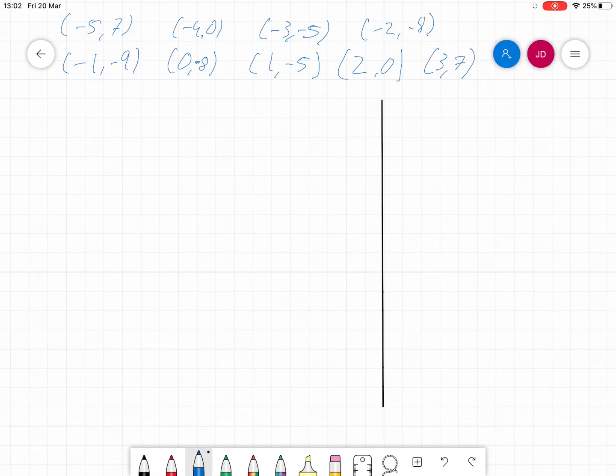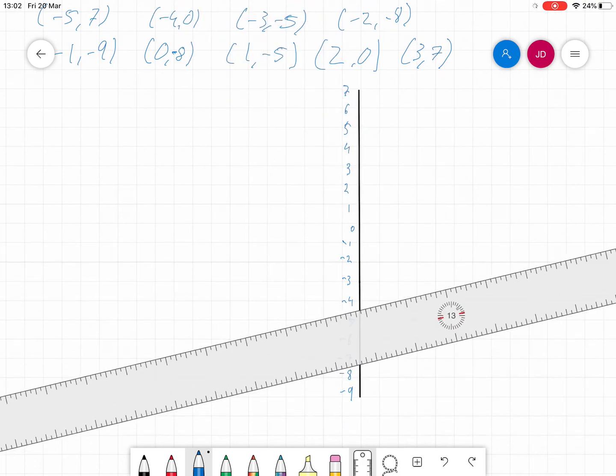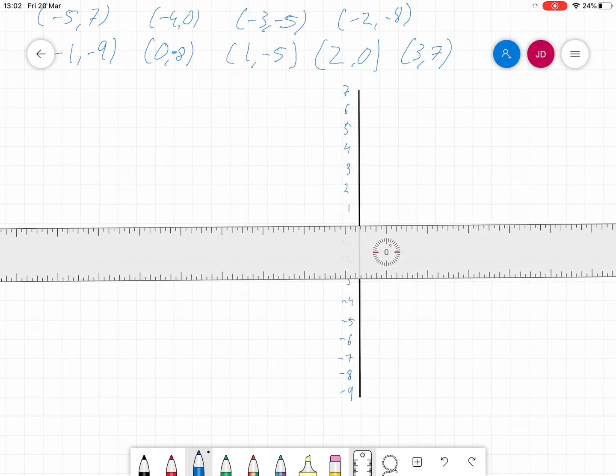And now I'm going to label them up quickly to make sure I've got it right. So 7, 6, 5, 4, 3, 2, 1, little 0 there, -1, -2, -3, -4, -5, -6, -7, -8, and -9. Excellent. Now time to get my ruler back out again, and now I have to draw in my x-axis.